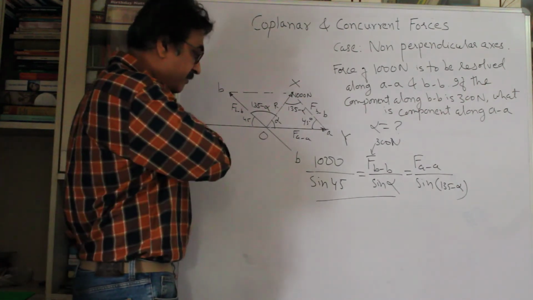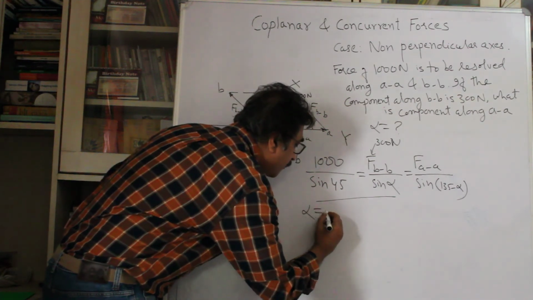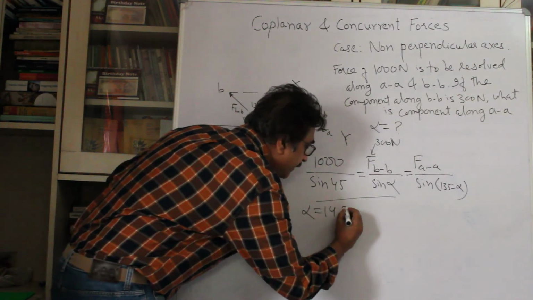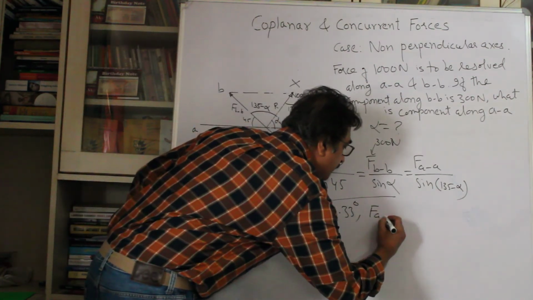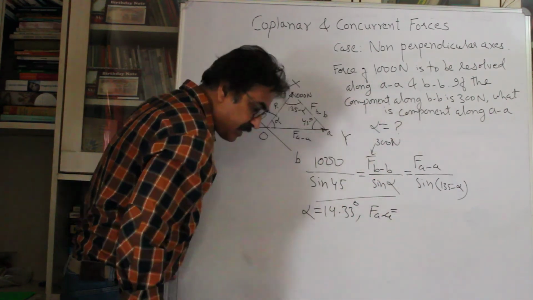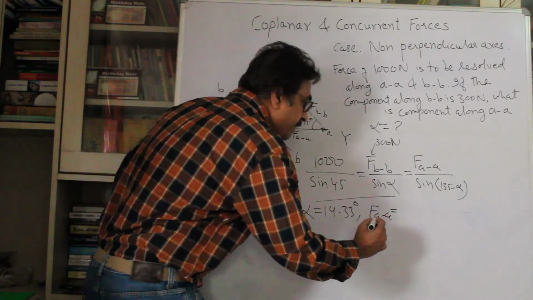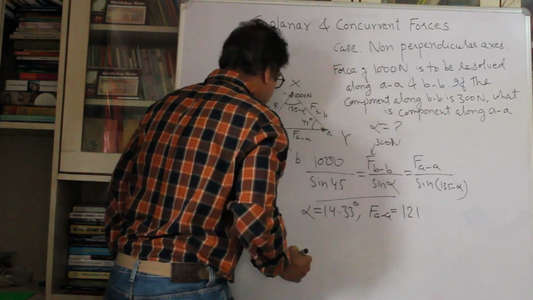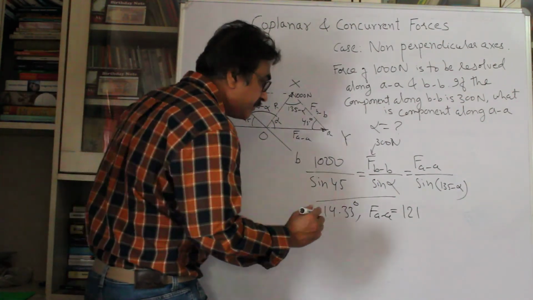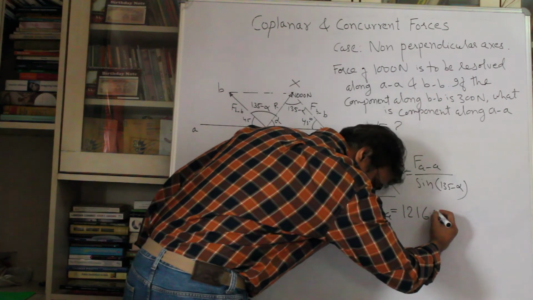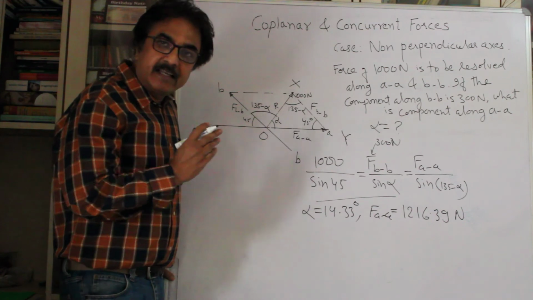So let me write down the values. Alpha is 14.33 degrees and FAA is, sorry, it is 1216.39 newtons. So this is the answer.